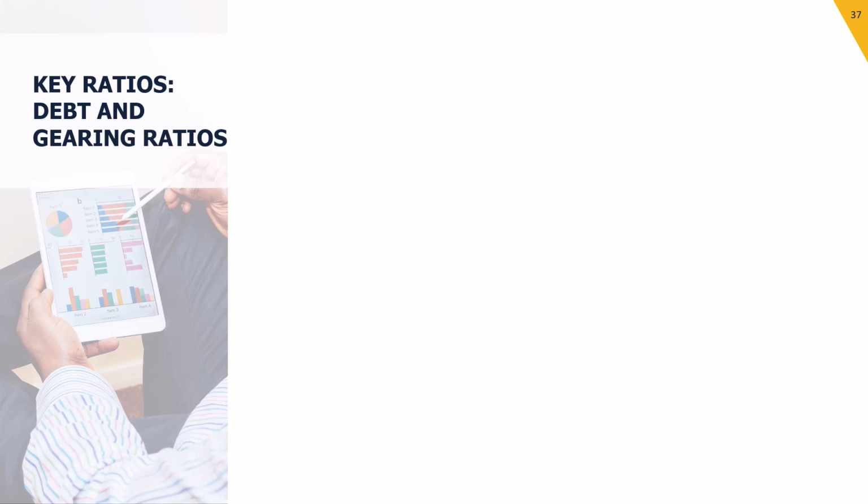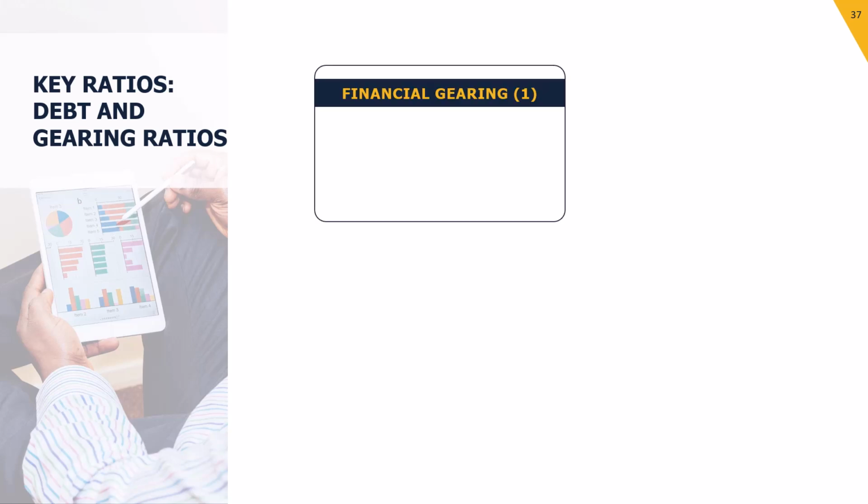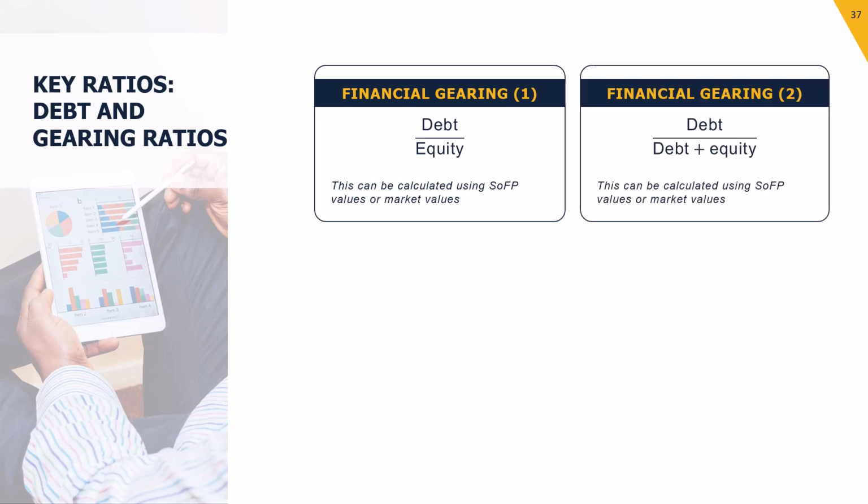We've then got our gearing ratios. Gearing ratios look at how the organisation is financed. So we can look purely at the financial gearing here: debt divided by equity. This can be calculated using the figures that are included in your statement of financial position, or depending upon the scenario, you might use market value in here. So just be careful about what the question's actually asking.